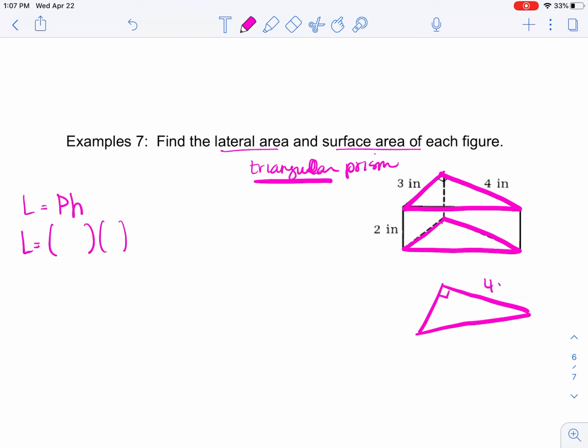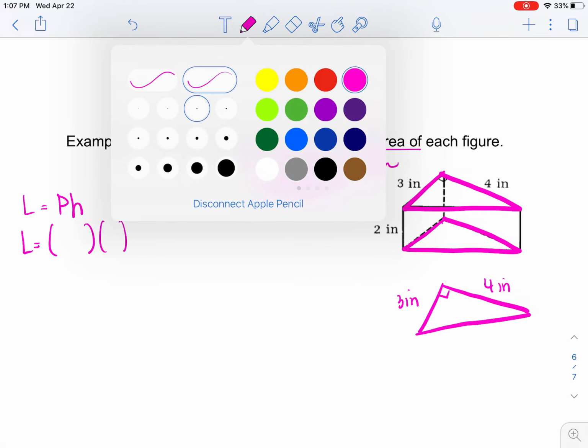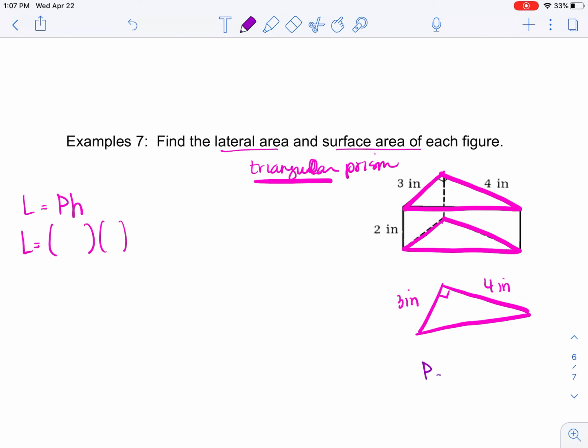Okay, so what do I know? This is 4 inches. This is 3 inches. I need to find the perimeter. So perimeter, I'm going to use P like I always have, and I'm going to add up the sides. 3 plus 4 plus, and then I need that side right there. Notice it's a right triangle, so I can use the Pythagorean theorem. But even quicker than that, if the legs are 3 and 4, what's the hypotenuse? 5. So the perimeter is 7 plus 5, which is 12 inches.